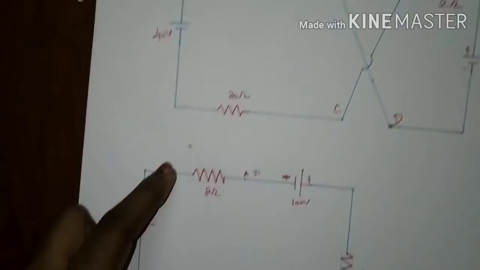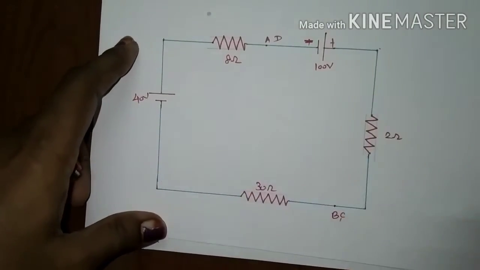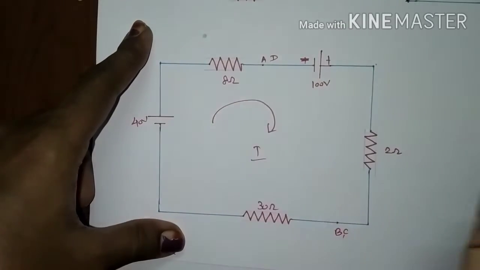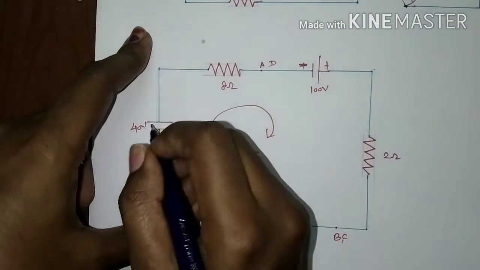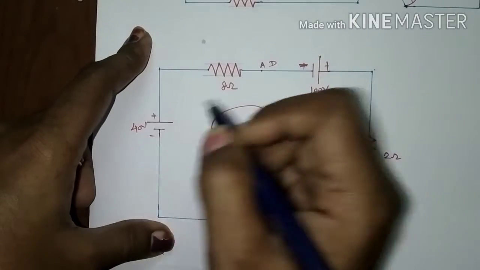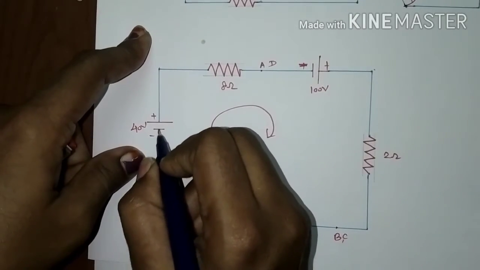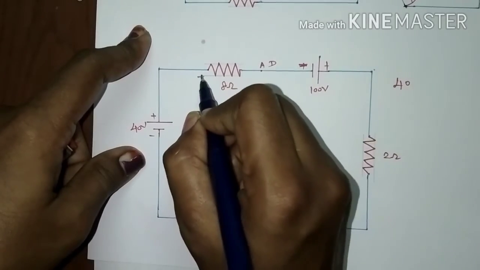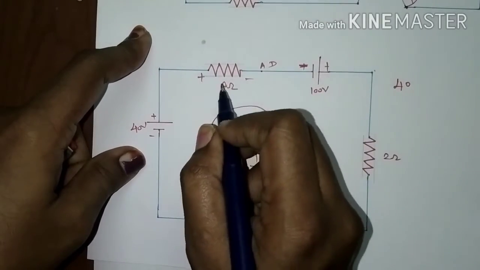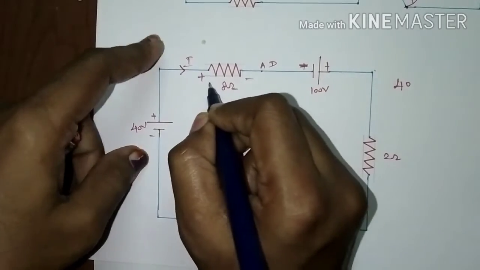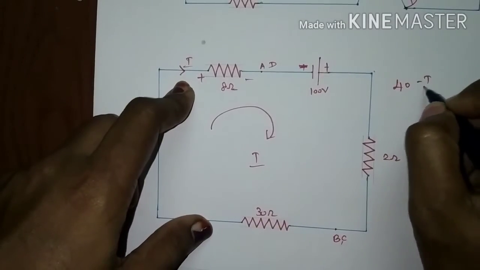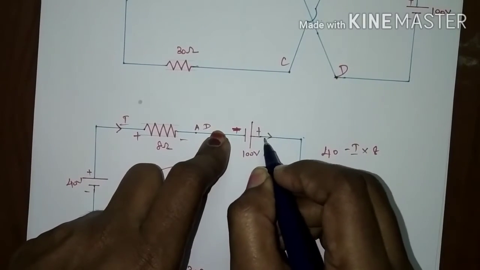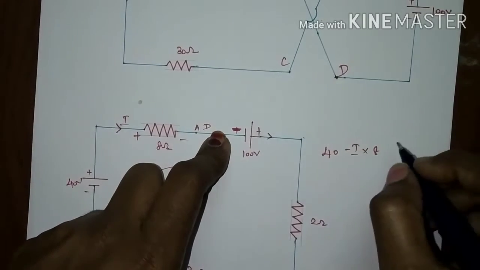So now we can apply KVL in this circuit very easily, right? Assume the current is flowing in the clockwise direction. If you apply KVL, going from minus to positive is a potential rise, so I represent the potential rise as positive. Each passive element will produce a potential drop or voltage drop. So minus I into 8 ohm.